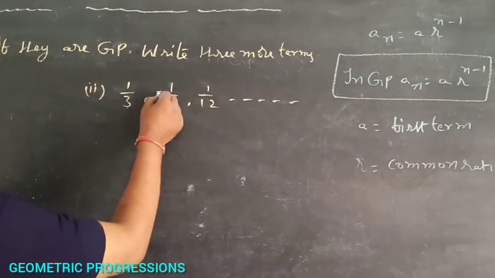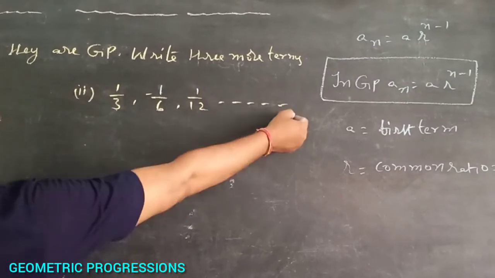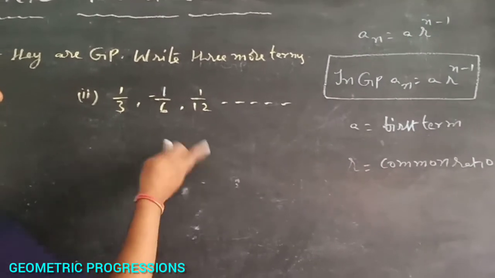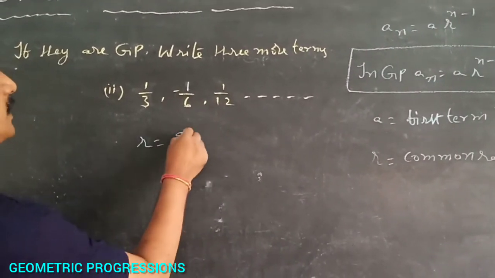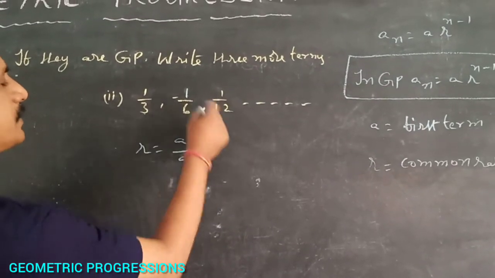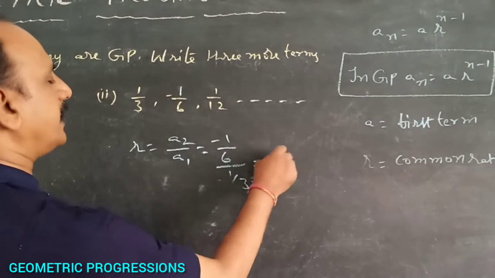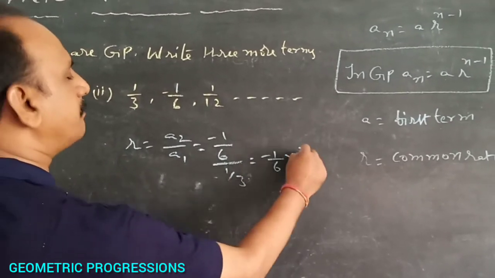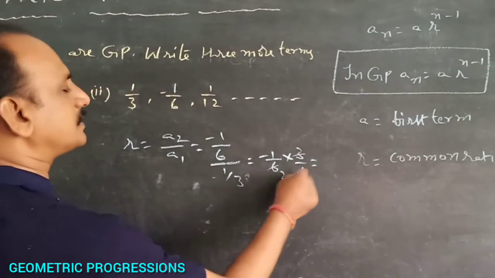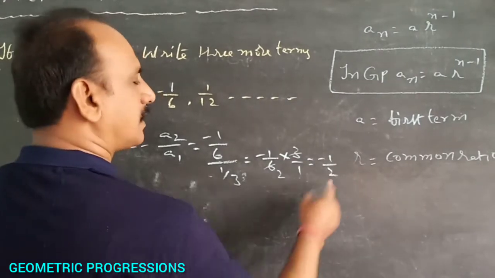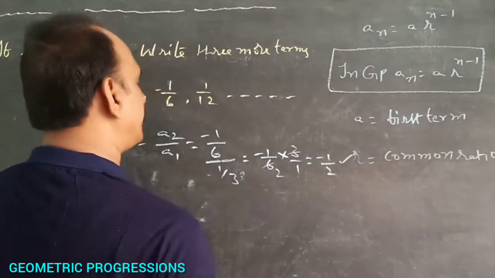1 by 3, minus 1 by 6, 1 by 12 and so on. Is it in GP or not? First find out that. R is equal to A2 by A1. What is A2? Minus 1 by 6 by 1 by 3. That is equal to minus 1 by 6 into 3 by 1. That is equal to 3 2s are 6, that is equal to minus 1 by 2. Common ratio here is minus 1 by 2.